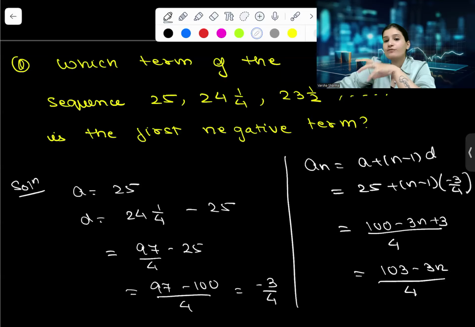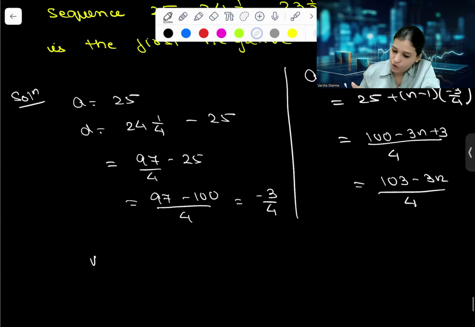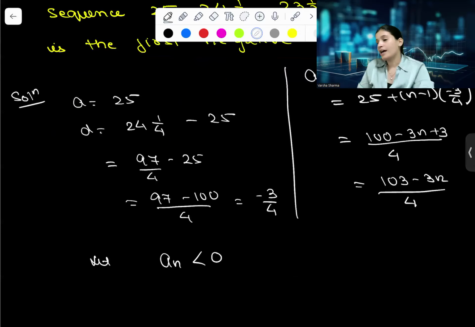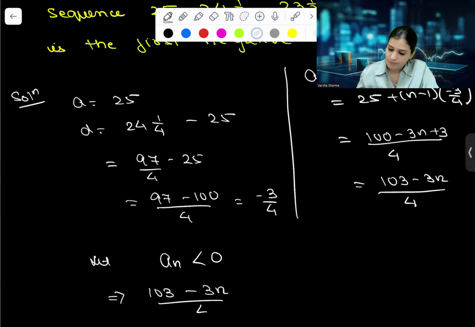Now what I want to do is find out when will I see the first negative sign. Agree? That means for some value of n, an should be negative. So what I definitely want is an to be smaller than 0. Now, according to this, I'm going to find the value of small n. N is a natural number of terms. So an, 103 minus 3n by 4, smaller than 0.